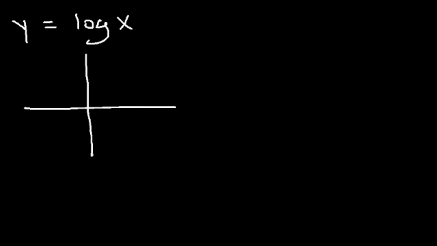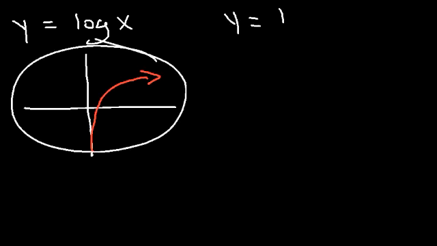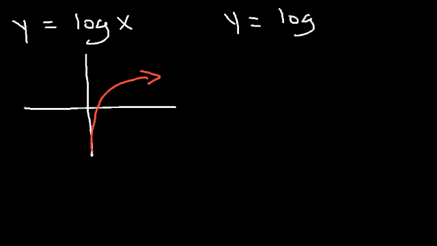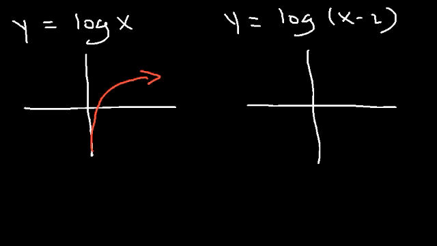Now, starting from this function, how can we graph the following functions? And let's just draw a rough sketch. So if log x is basically that function, what is log x minus 2? The vertical asymptote is going to shift 2 units to the right. If you set x minus 2 equal to 0, x will be 2. So the graph is going to look something like this. It shifts 2 units to the right.